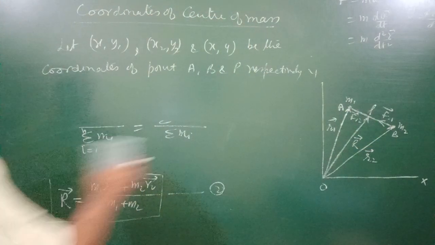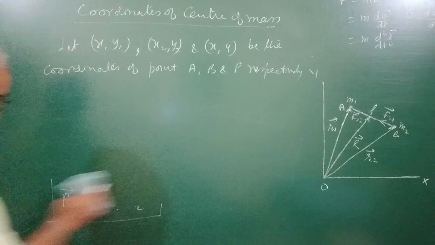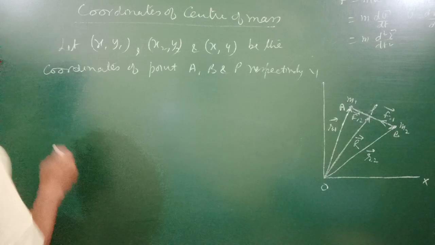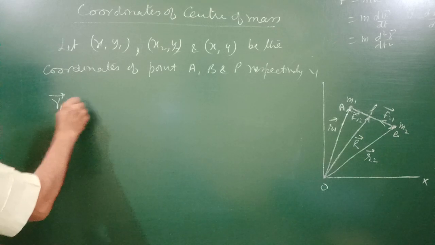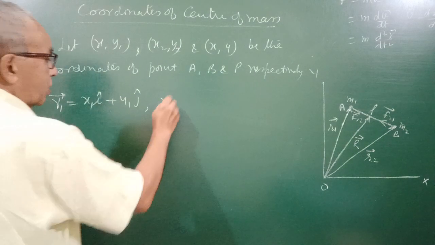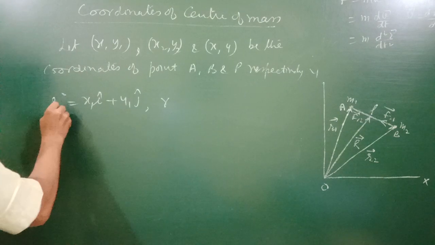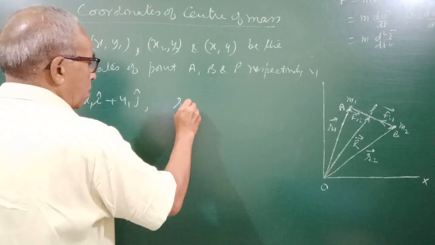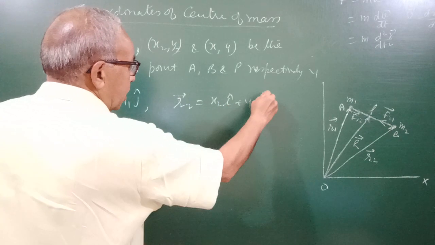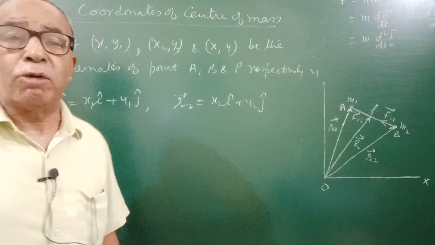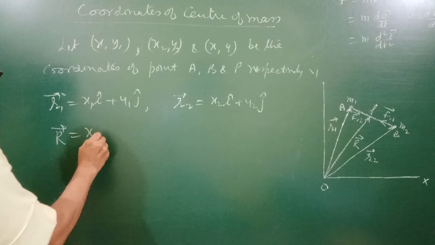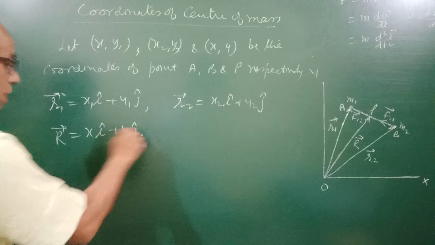Then, as I have explained while teaching vectors, if i cap, j cap are the unit vectors, then vector R1 will be x1 i cap plus y1 j cap. Vector R2 will be x2 i cap plus y2 j cap. You very well know i cap, j cap, k cap are unit vectors along x, y, z axes, and vector R equals x i cap plus y j cap.